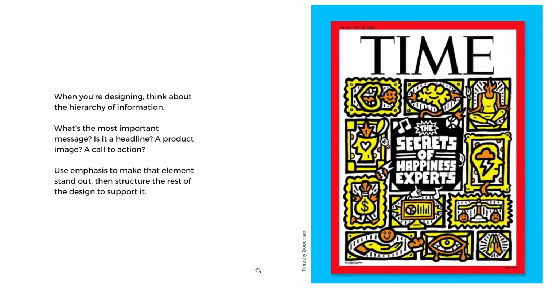And so when you're designing, you've got to think about that hierarchy of info. What's the most important message? Is it a headline? Is it the product? Is it a photo? Is it some sort of call to action? You're going to then use the emphasis to make sure that that element is going to stand out and that the structure of the rest of the page is going to be the supporter of that.